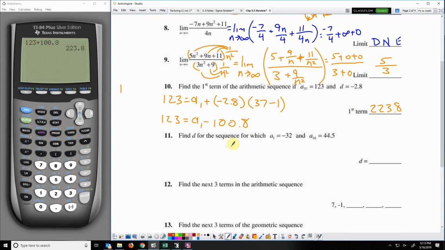Find D for this sequence. The only way to find D is with formula number 1. So I've got A16, so term 16 is 44.5 equals A1, negative 32, plus D times n minus 1, 16 minus 1. So I can add that 32, 44.5 plus 32, equals 76.5, and that equals 15D, so divided by 15 is 5.1.